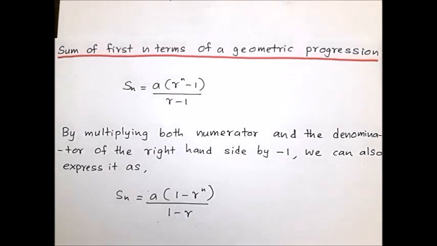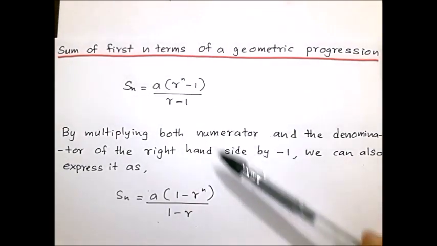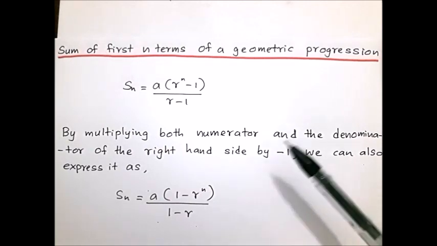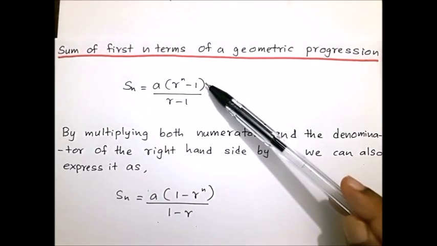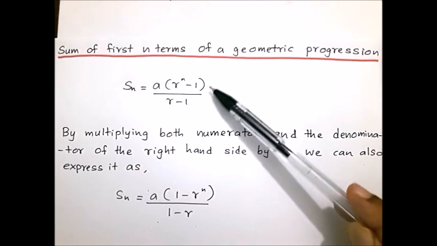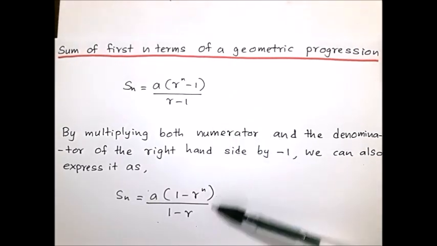Hello students, today I am going to teach you the second part of the geometric progressions lesson, that is to find the sum of the first n terms of a geometric progression. These are the two formulas we can use to find the sum of n terms of a geometric progression. In the first formula, when you multiply the right hand side, both numerator and denominator, by -1, you can obtain the second formula.